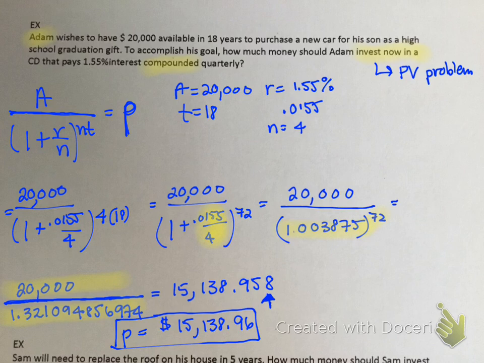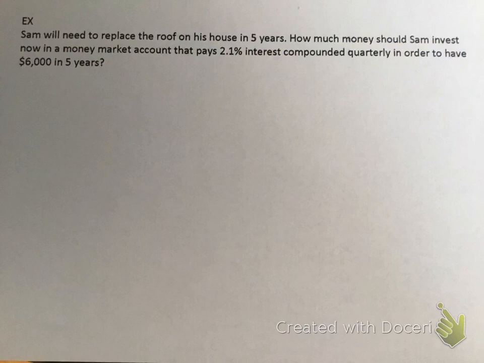So once again, present value is how much money do I need now to have a desired amount in the future. By the way, if you're doing present value, it should be less than the amount that they want to have. That's a good way to check it. So $15,138.96 is less than $20,000. Okay, so let's check out this last one.